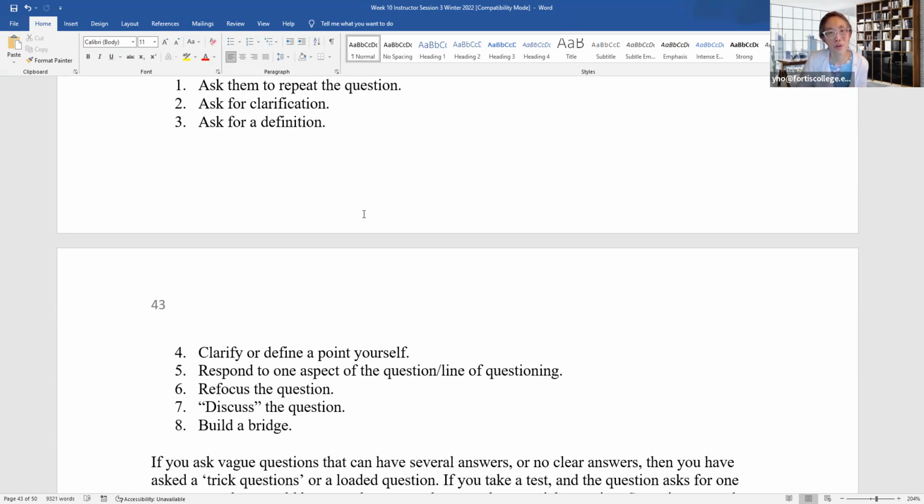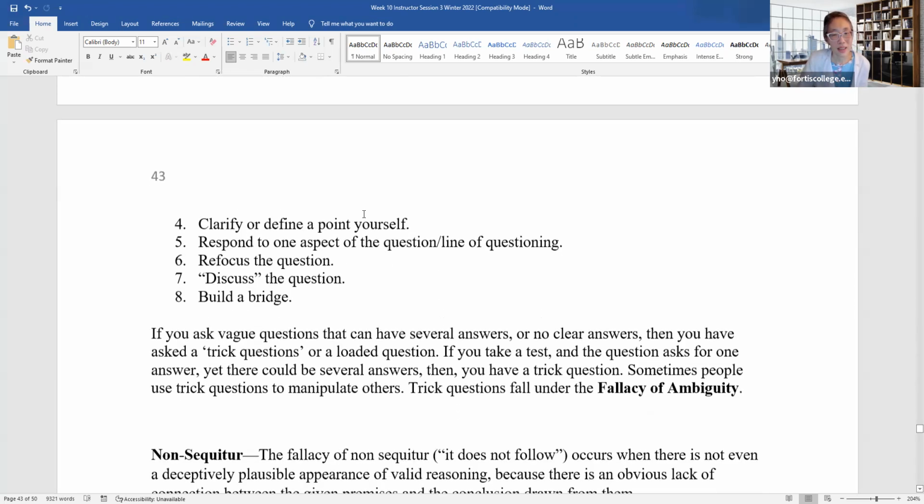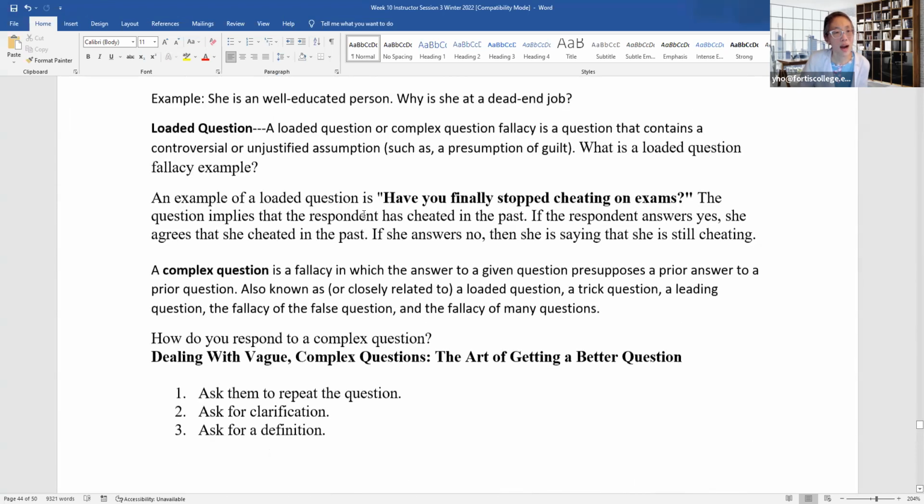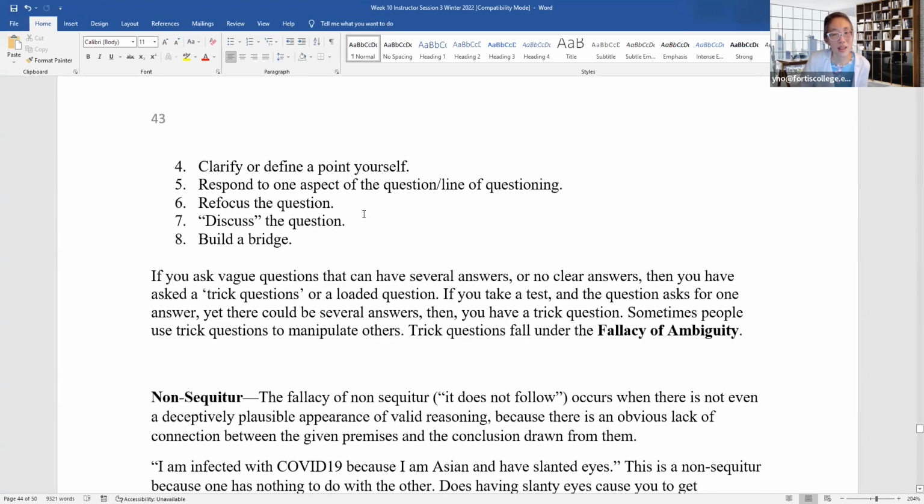Without saying who, and who. But basically, it's good. So here, when you have a loaded question, this is a fallacy of ambiguity, because you're asking a vague question and you're assuming that the person being asked is guilty. "Oh, so you're finally off the alcoholism?"